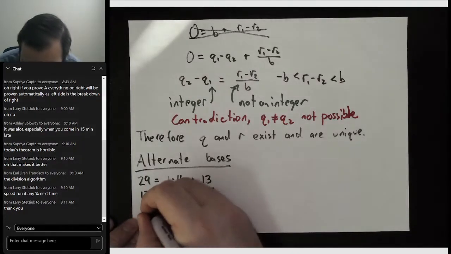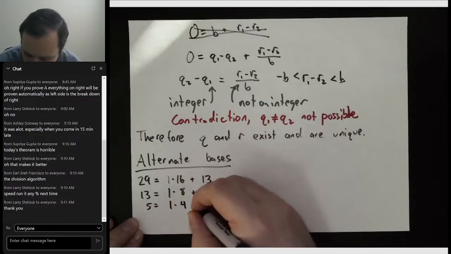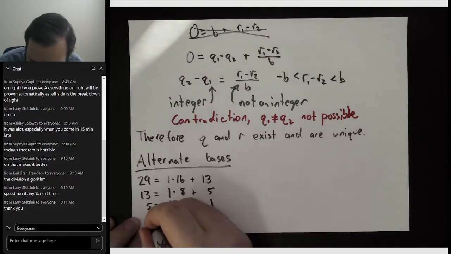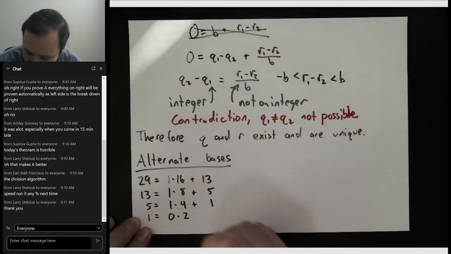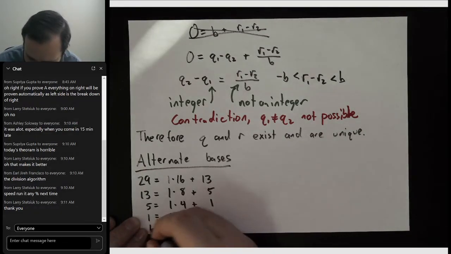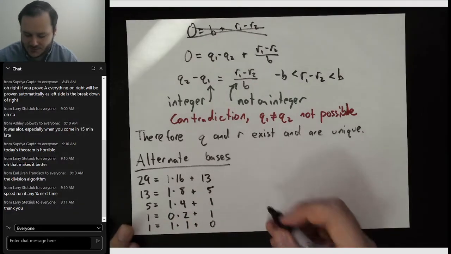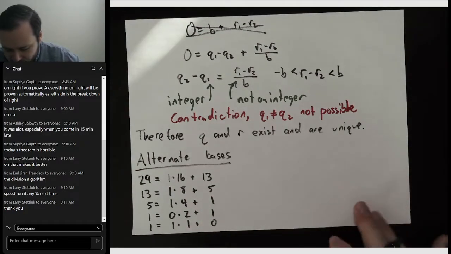And if I look at 5, 5 is 1 times 4 with a remainder of 1. And if I look at 1, it's 0 times 2 with a remainder of 1. And if I look at 1, it's 1 times 1 with a remainder of 0. All of this I've done with the division algorithm.